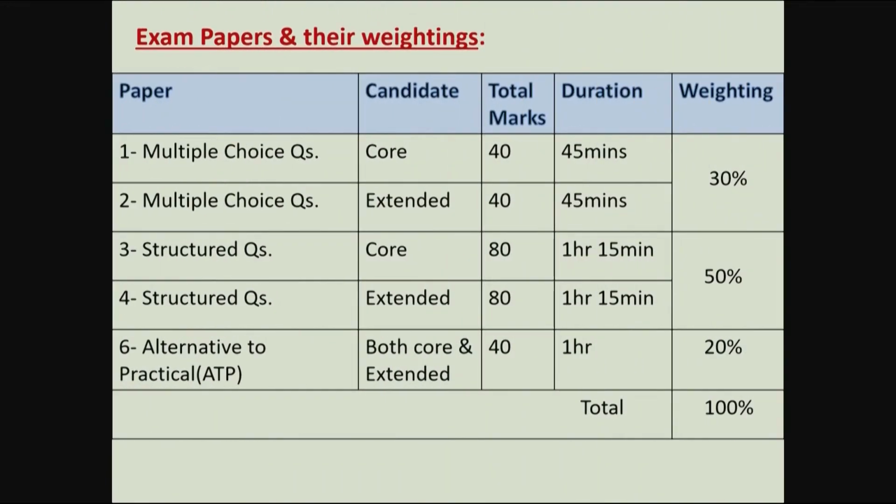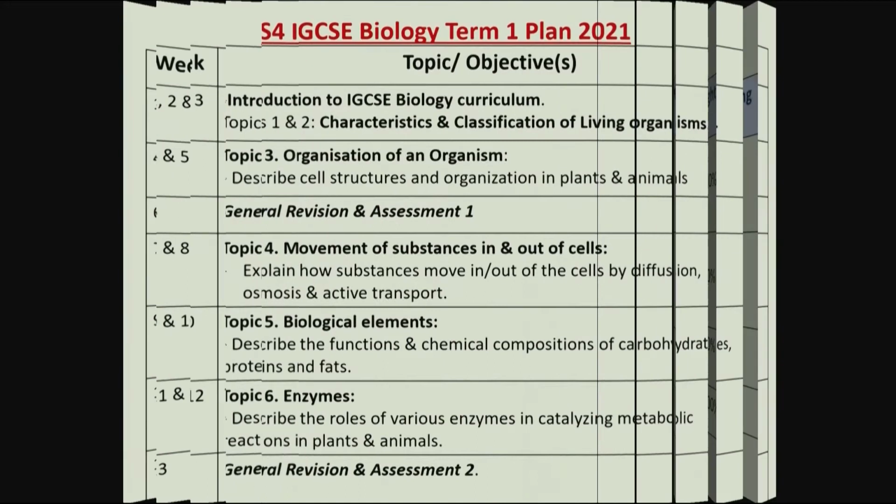Now, the weighting on these exam papers, as you can see from the table, it's very clear. We have the multiple choice question paper. It's 40 marks, and it's weighted at 30% of the total marks. The structured question paper is 80 marks, and it's weighted at 50% of the total mark. And then the ATP paper is 40 marks and is weighted at 20%. Total comes to 100%.